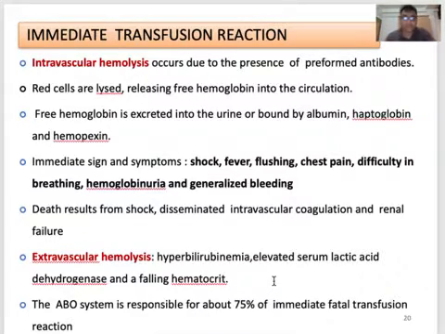In case of immediate transfusion reactions, 75% of them occur in the ABO blood system. Again, because of the ABO blood system. So this was immediate transfusion reactions.